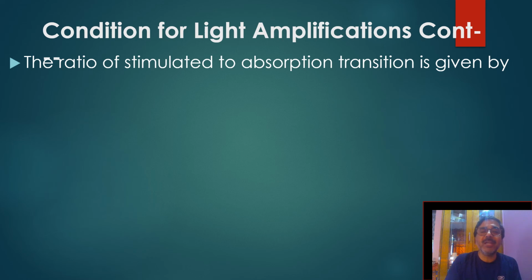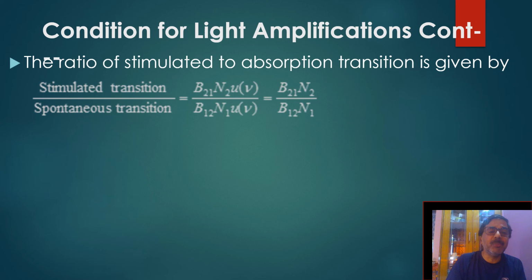The second condition is the ratio of the stimulated to absorption transition. So one is stimulated emission and the other is stimulated absorption. In absorption, the atom goes from the ground energy state to the excited energy state, and in stimulated emission, it comes from the excited state to the ground energy state. But in both cases, we are giving radiation with an external photon. So let us see what we are saying: stimulated transition upon absorption.